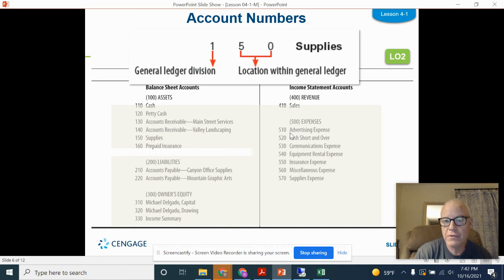So when we look at the subdivision here, the general ledger division 1 being asset, we're analyzing supplies. Location within the general ledger is going to be down here, 150. The 50 is going to determine where it falls inside of the asset division. So we're just showing you supplies there and the logic behind where that falls.